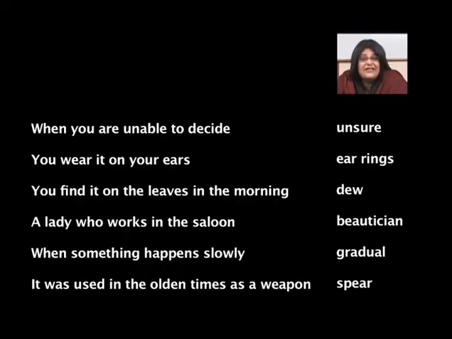I know that you've been able to get these answers. Let's discuss them. The first one, when you're unable to decide, you are unsure. Good. Next, you wear it on your ears. Earrings. Next, you find it on the leaves in the morning. What do you find on the leaves in the morning and the grass as well? Dew. Next, a lady who works in the salon. That would be a beautician. Next, when something happens slowly, it would be gradual. And the last one, it was used in the olden times as a weapon. That would be a spear.